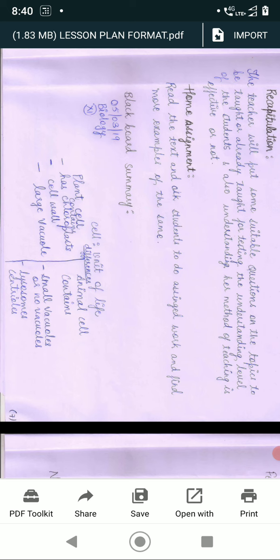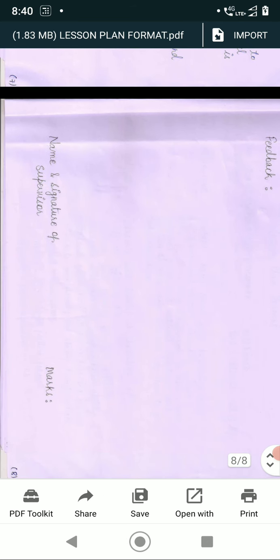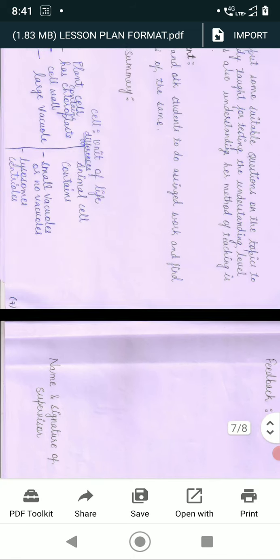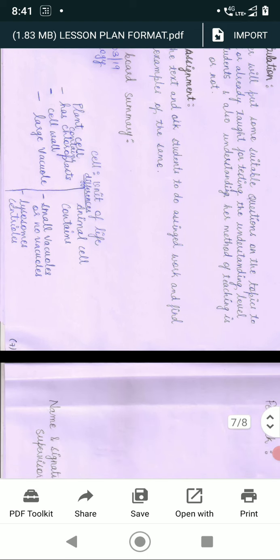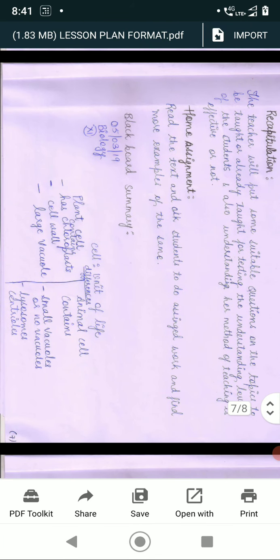In the blackboard summary, we have to mention the date, the subject, the class, and the topic, and some of the differences that you had mentioned during the class or during the lecture. Then we can continue with the feedback which the teacher is going to give, and the name and the signature of the supervisor and the marks that they are going to allot during the lecture. During your school or whenever you are teaching in a school, you don't need to write the feedback or the name and signature of the supervisor. It is during the B.Ed internship that we have to include this.